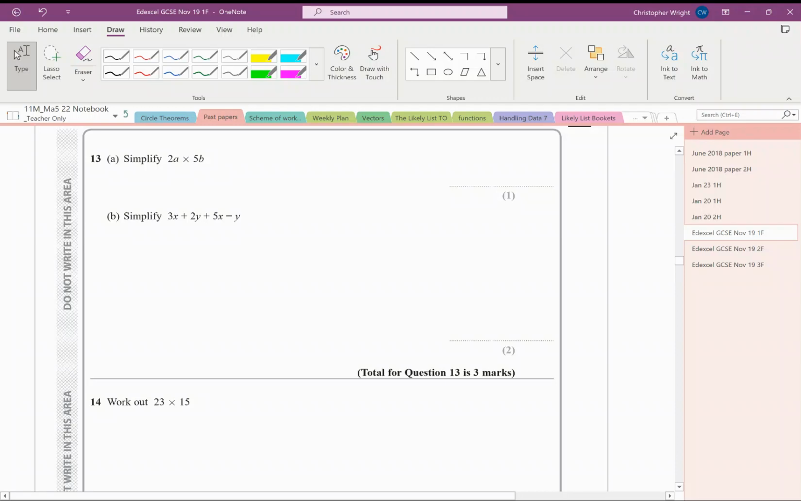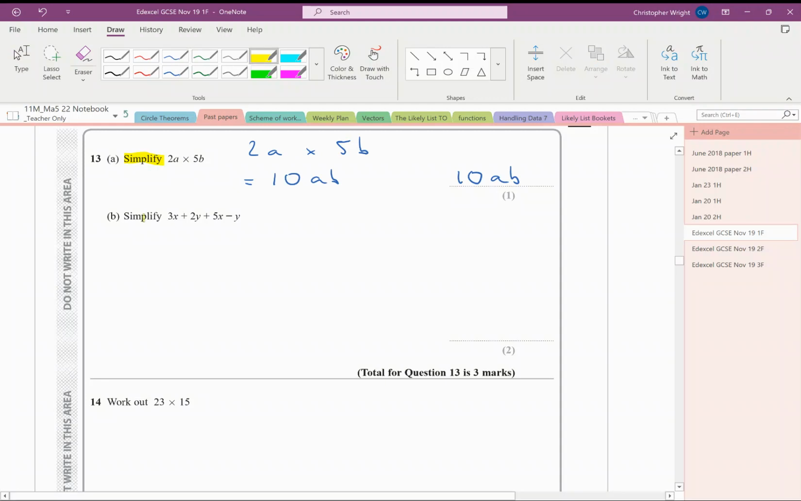Question 13. Simplify 2a times 5b. Well, 2 times 5 is 10, and a times b is ab. 10ab.